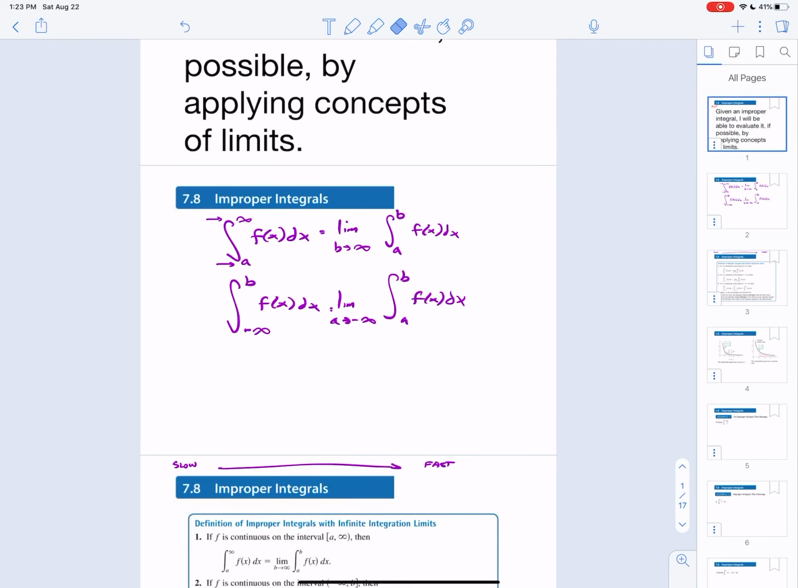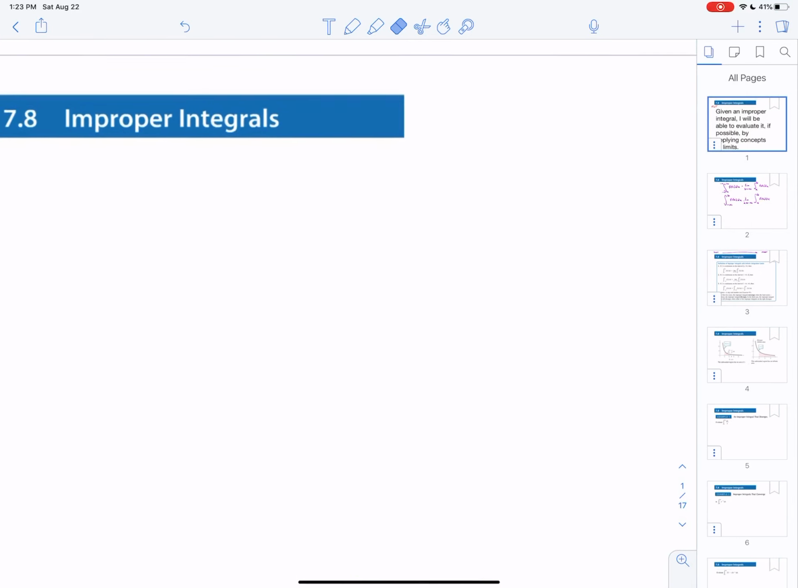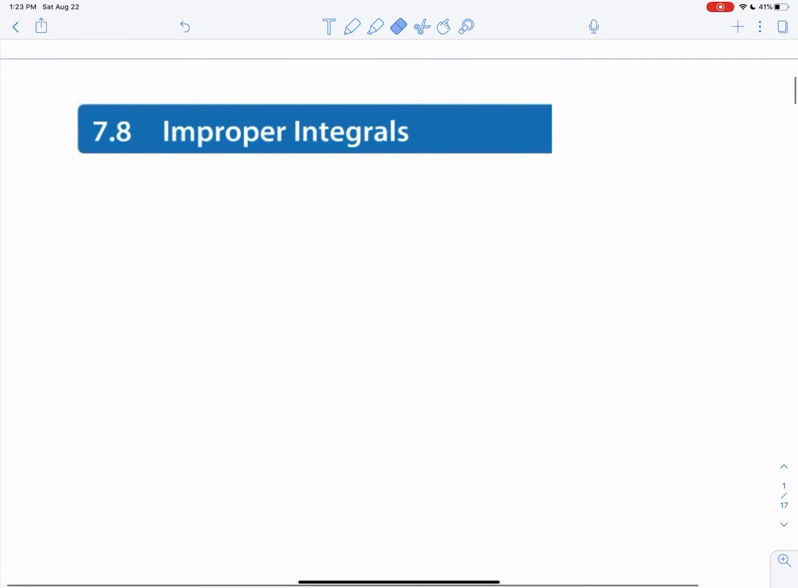Here's a scenario for you guys, okay? So we're finding the area under a curve. So if you are adding more area continuously, because if you're going all the way to infinity, you're continually adding more space under your curve, right? So I want you guys to think about this.